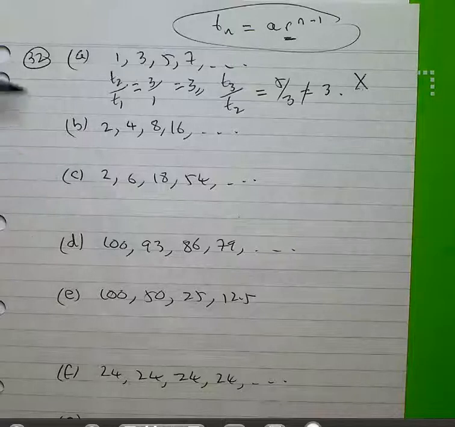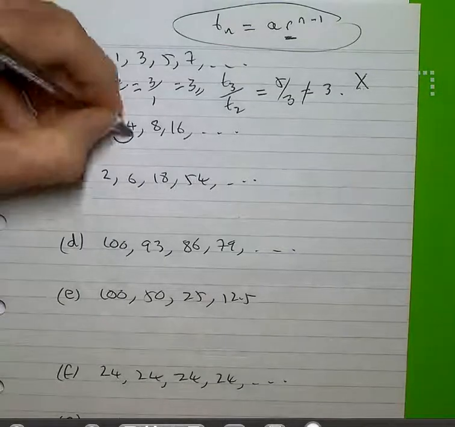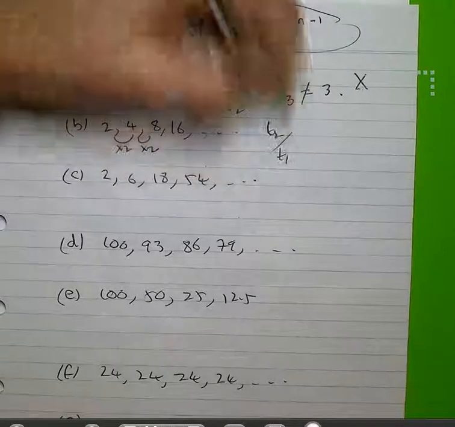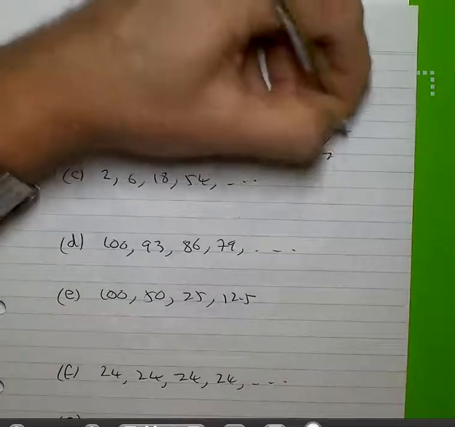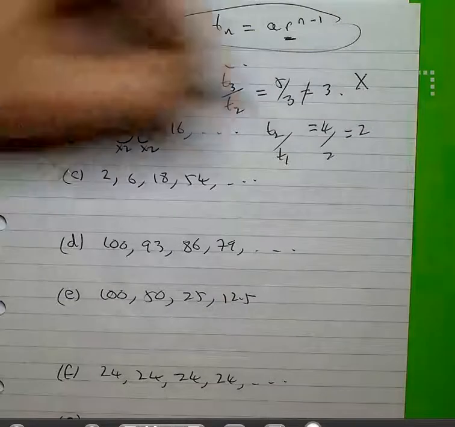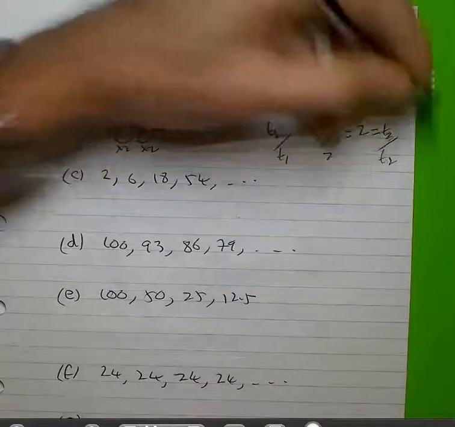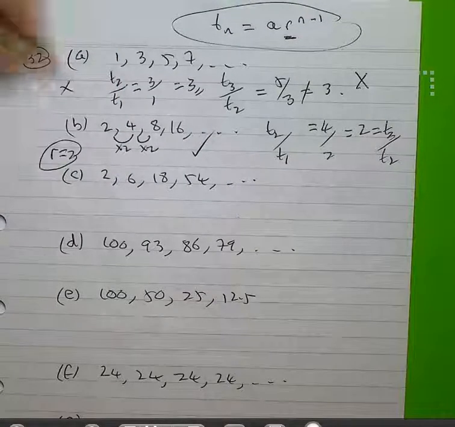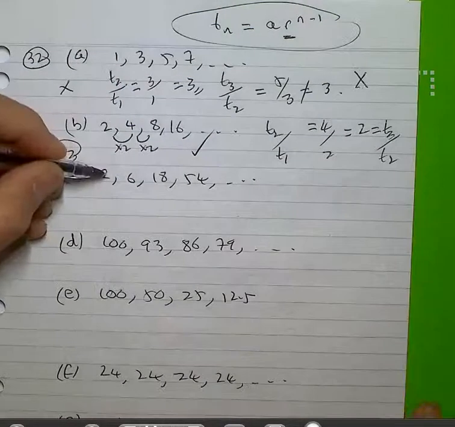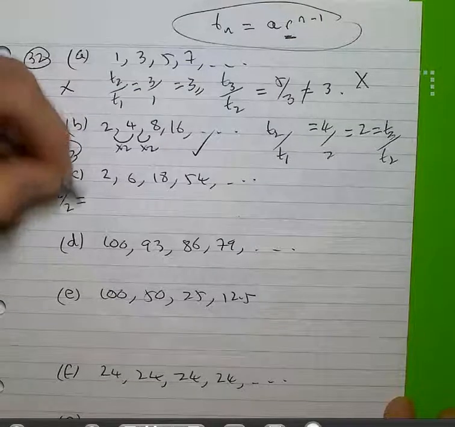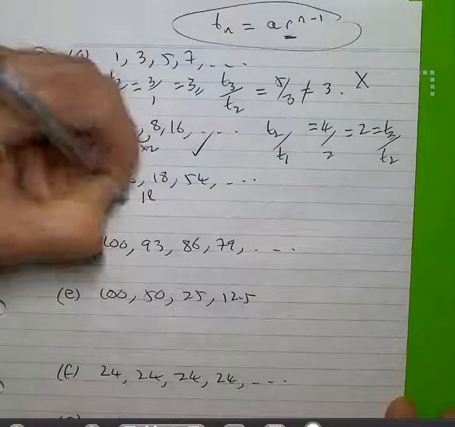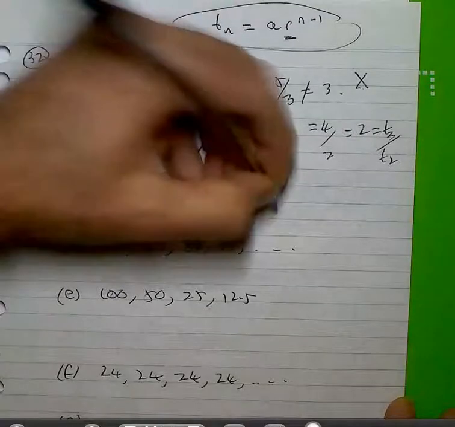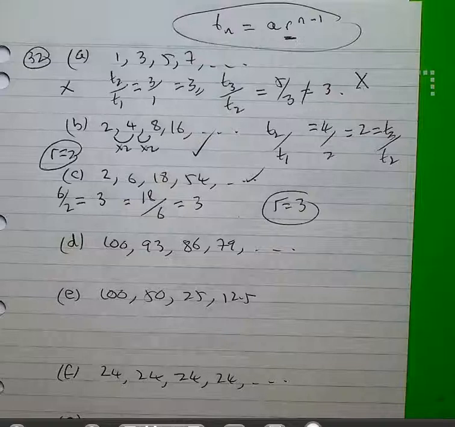Now, if you're reasonably good at your multiplication tables, you can actually track a few of these as you go. You can see here pretty quickly that we're timesing by 2. So T2 over T1, 4 over 2, is 2. And that's definitely equal to T3 over T2, which is 8 over 4. So yes, and the common ratio is 2. In part C, 6 over 2 is equal to 3, which is definitely equal to 18 over 6, which is equal to 3. So yes, and the common ratio is 3.